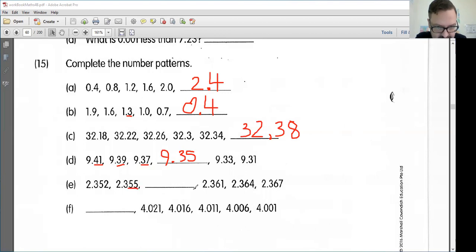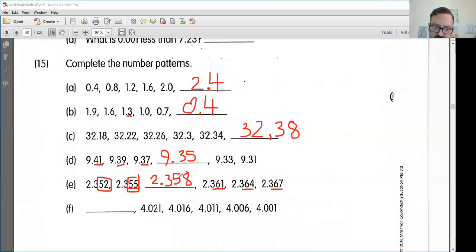All right, let's look at letter E. 2.352, 2.355. It looks to me like our numbers are getting bigger and bigger here. Let's look at the last decimal places. We have 2.3 in every number, so I'm going to put that down. I have two ones and three tenths in each of these numbers. I'm looking at my hundredths place and my thousandths place. Here it looks like we are just adding three thousandths. So 55 plus 3 is 58. Our missing number is 2.358.